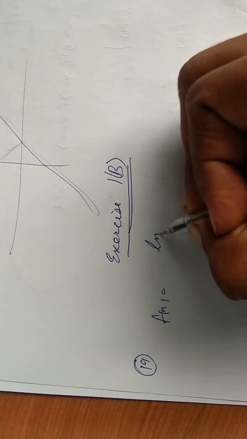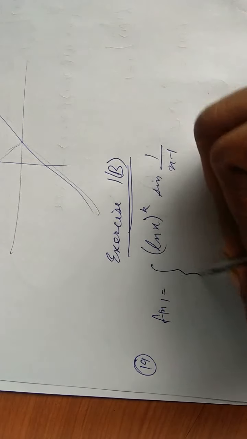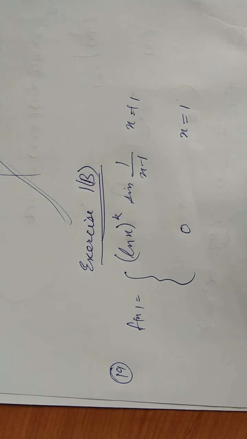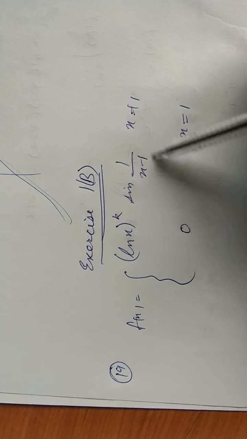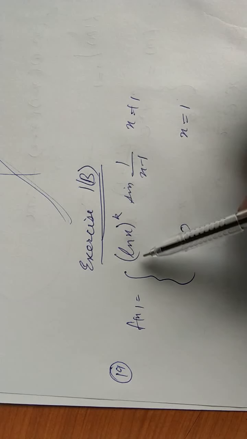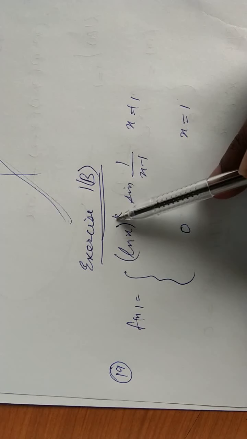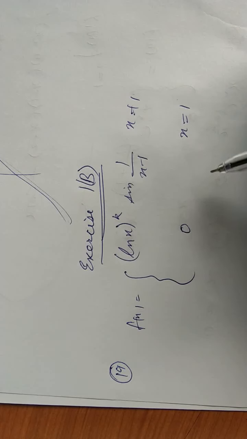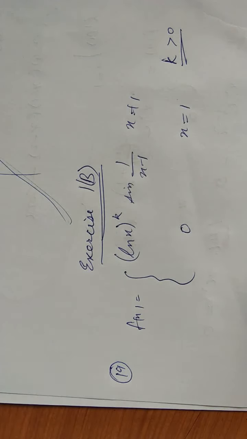Question number 19. It says f(x) is equal to ln x to the power k sine of 1 upon x minus 1 when x is not equal to 1, and when x is equal to 1 this is going to be 0. We can see that when x tends to 1 from either the positive or negative side, this quantity is going to be somewhere between minus 1 and 1, and when x tends to 1 this approaches 0. So if k is greater than 0, the function will assume the value 0. So k has to be greater than 0 for the function to be continuous at x is equal to 1.